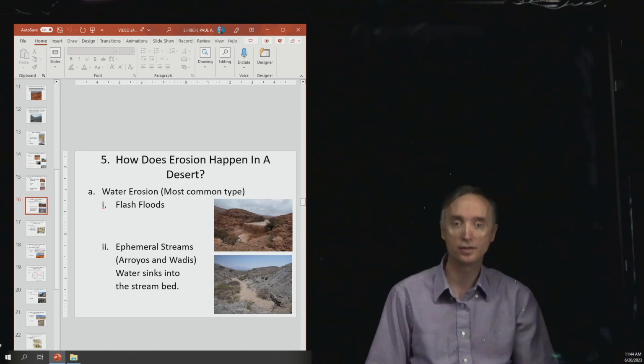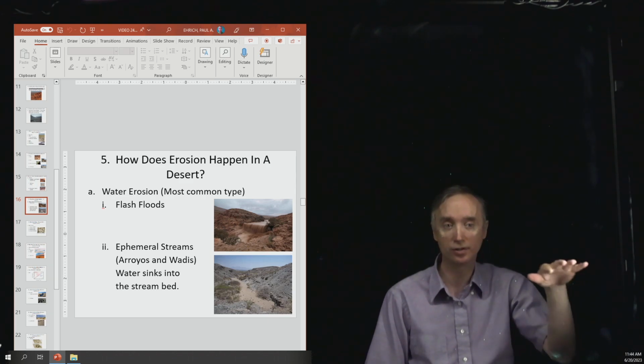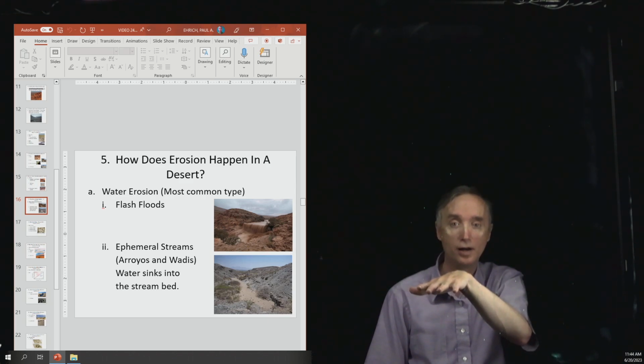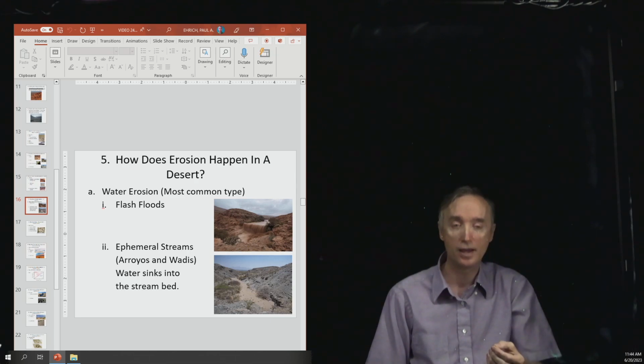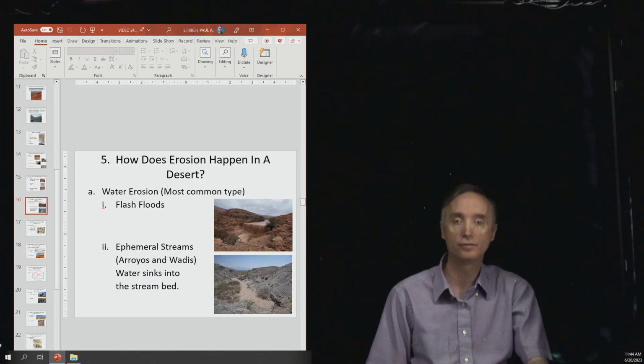This is going to be water that is initially flowing in a river, but it starts to sink under the ground and get into the groundwater. And so it just seems like this river just stops for no apparent reason. Another name for these is arroyos and wadis.